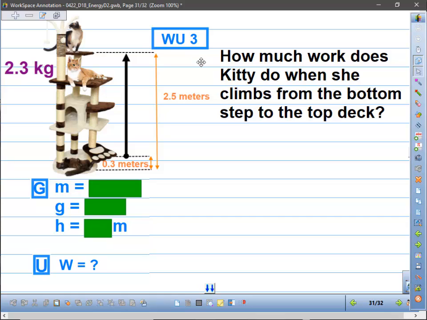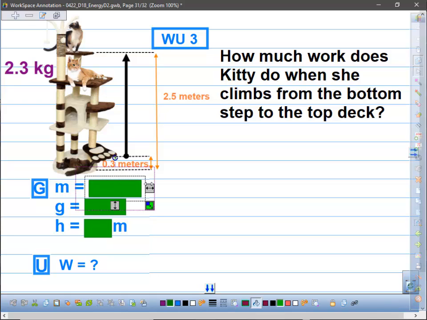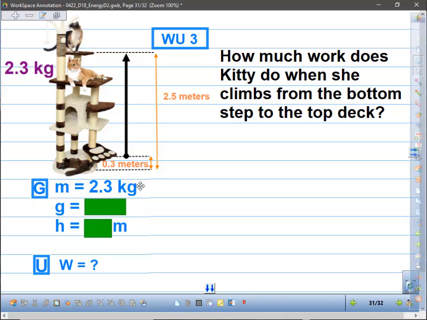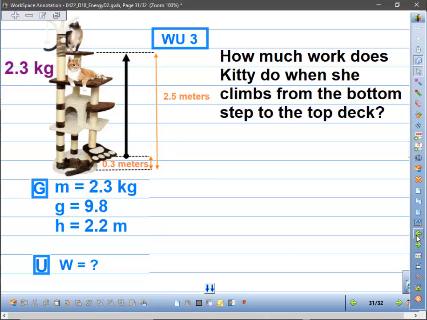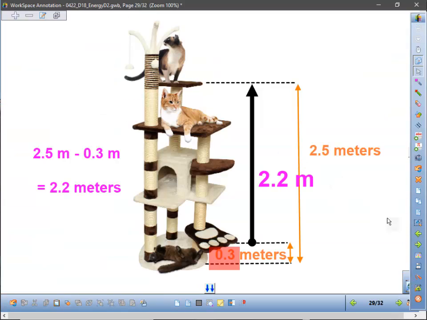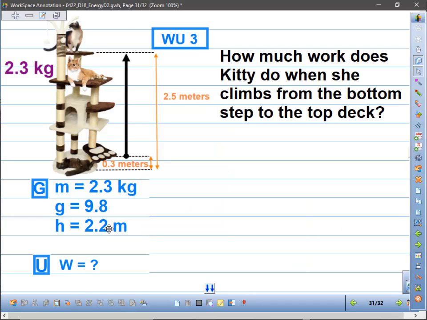Okay, warm up 3, our last warm up for today. How much work does Kitty do when she climbs from the bottom step to the top deck? And so here's information, here's our givens. What are you going to put here for M? 2.3 kilograms. That's the mass of Kitty. What are you going to put for little g? 9.8. That's the acceleration of gravity on Earth. It's on a yellow paper. What are you going to put for h? 2.2. Remember, we already figured it out over here. 2.2 meters. That's how far from this step to the top step is 2.2 meters. That's the actual distance that Kitty's going to be moving.